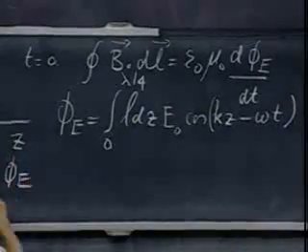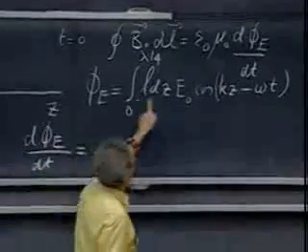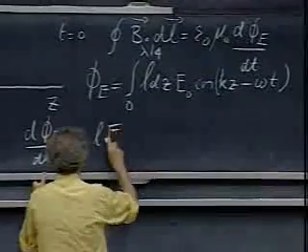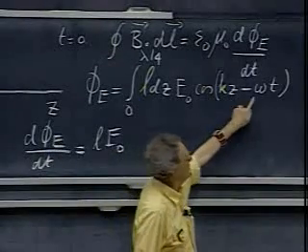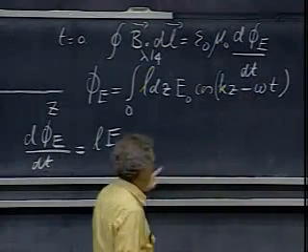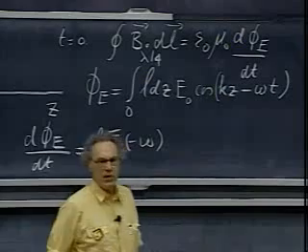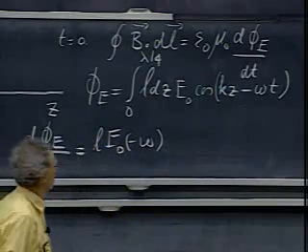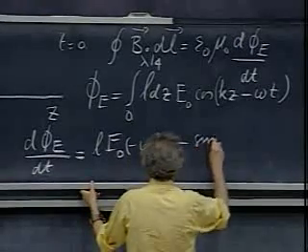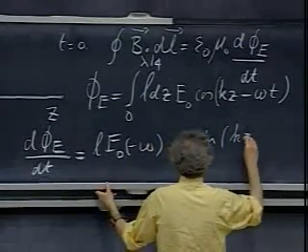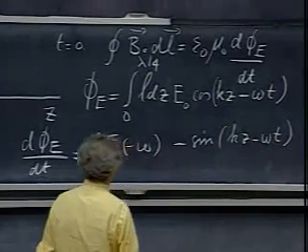So d phi E dt. L and E0 can come out. That's no problem. They are constants. I take the time derivative of cosine kz minus omega t. Then minus omega pops out, and the cosine becomes a minus sine. So I get minus the sine of kz minus omega t. And I have to do an integral.